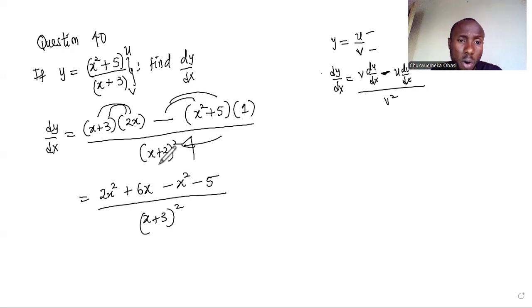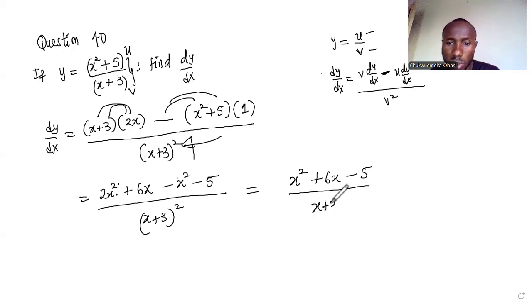Now, cleaning up all this stuff, 2x squared minus x squared, that's going to be x squared, right? And we have here plus 6x, and we have here minus 5, right? Plus 6x minus 5. So all upon x plus 3 all squared. This is our dy/dx.